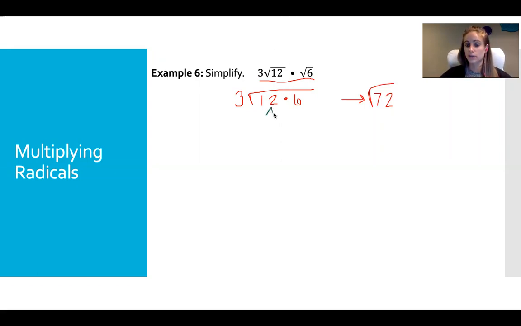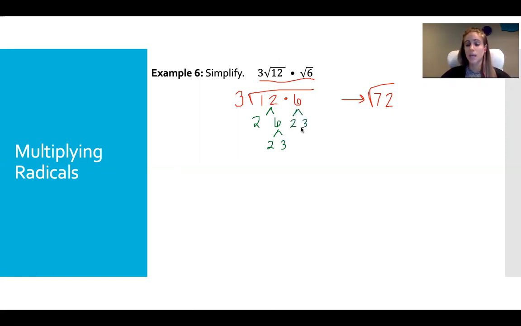All right, 12 for our prime factorization is 2 times 6. 6 is 2 times 3. All right, got all of our primes here, but I'm not going to circle them yet because 12 and 6 are under the same radical, so I want to circle all of my primes. So 6 is 2 and 3.